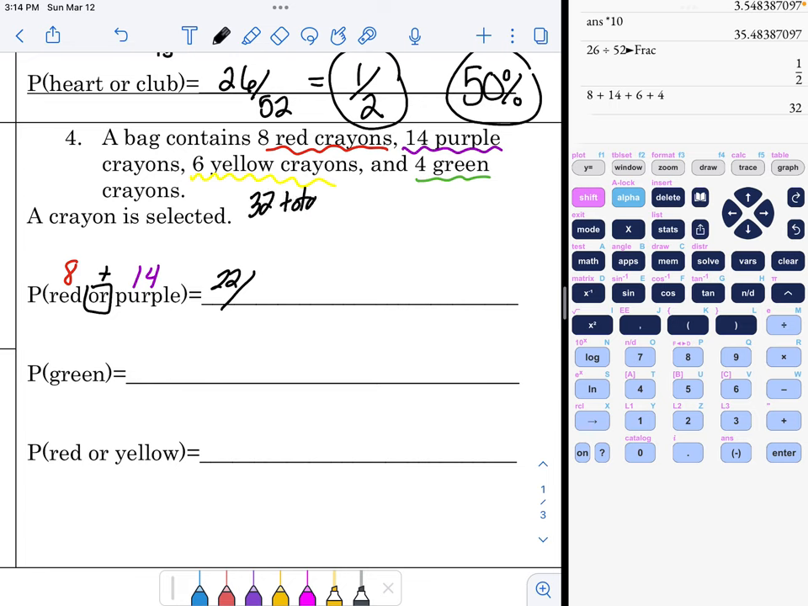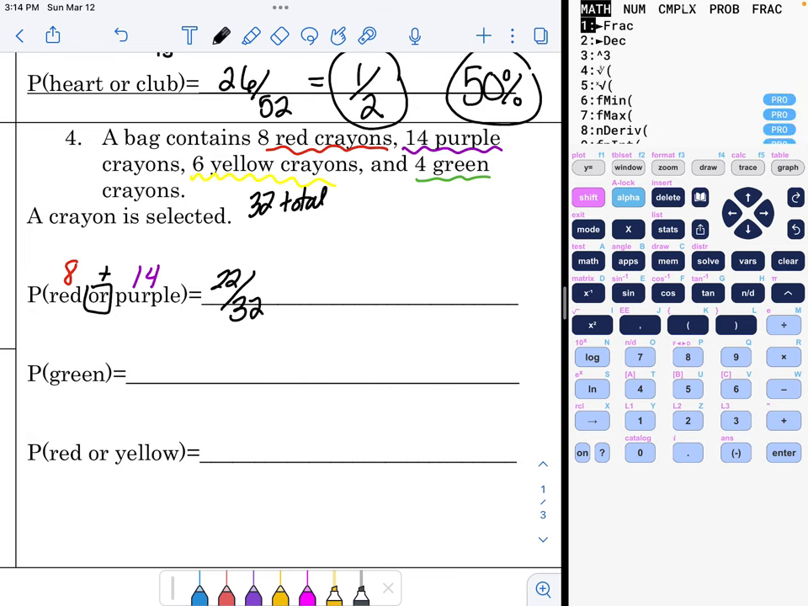Plus 6 plus 4. Okay, so just so you guys know, there are 32 total. That's going to be important for all of the rest of the problems. So 32. I'm going to choose to reduce that now. I think they both divide by 2, right? Did you guys know that?